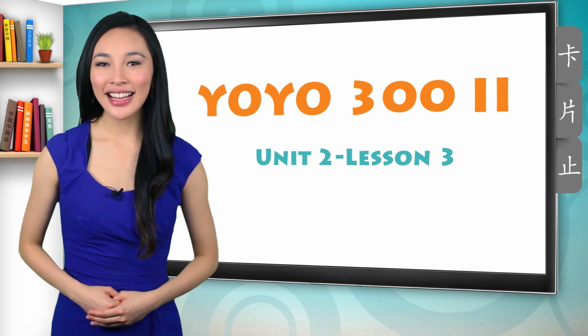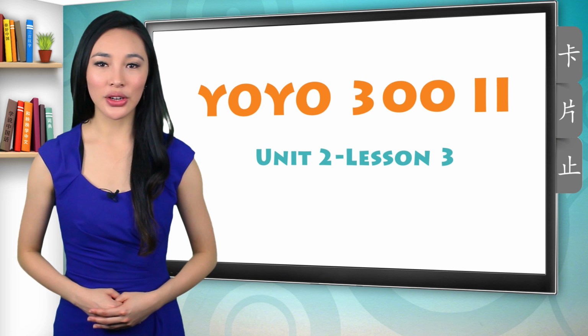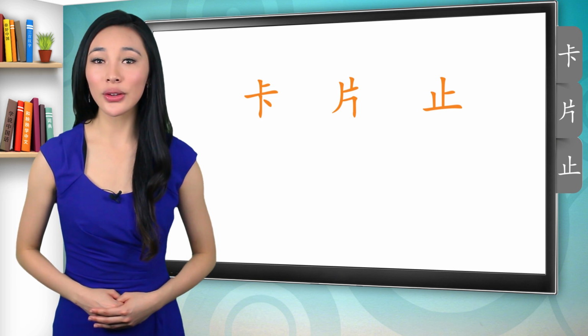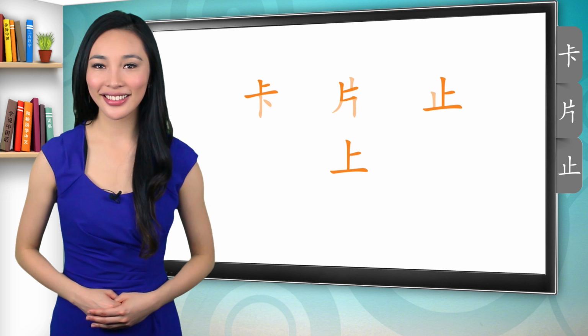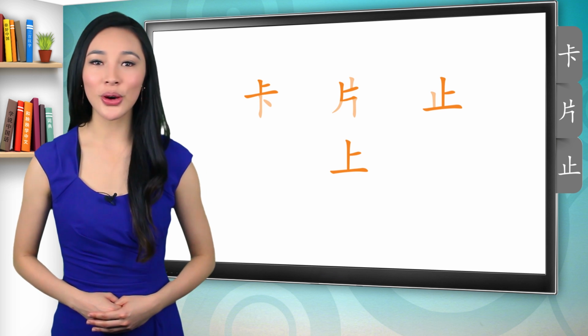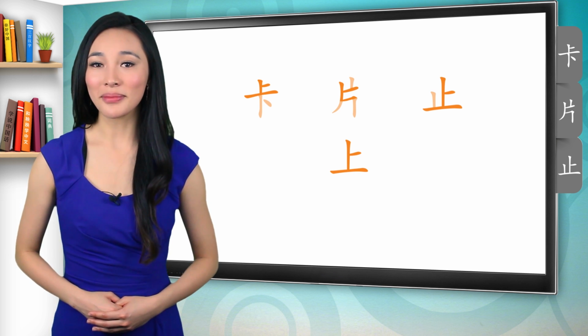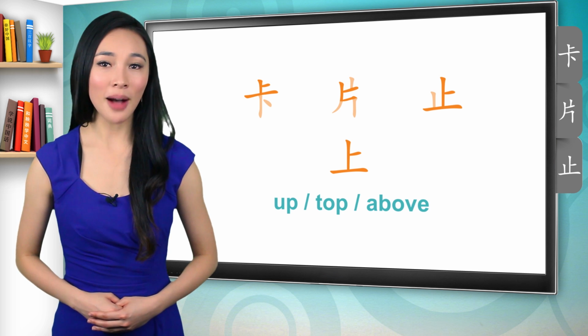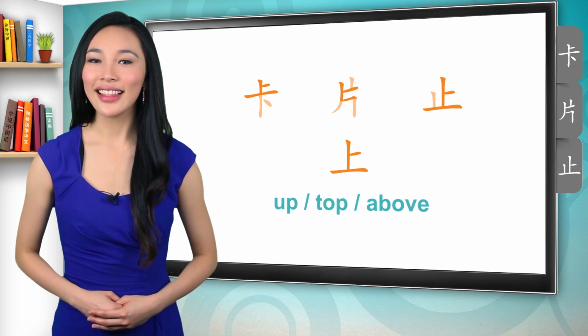Hi everyone! In this lesson, we are going to learn 3 characters that kind of look like the character 上. If you remember from Yoyo 300, 上 means up, top, or above. Let's get started.